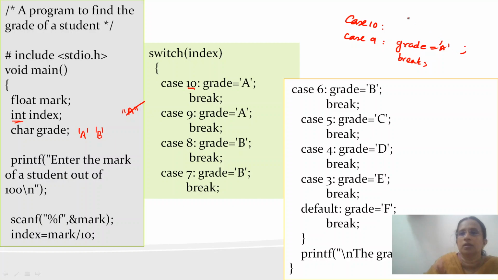Semicolon is there. So what happened? When you see grade 10, nothing will be executed. Automatically it will go to case 9. Okay. Similarly, here also there is no break here, so automatically it goes to this one. Similarly, here also we can write case 8, case 7, case 6, grade B break.